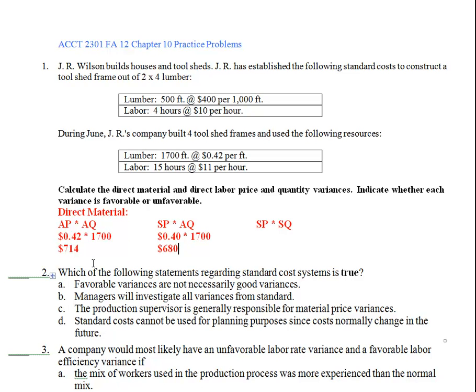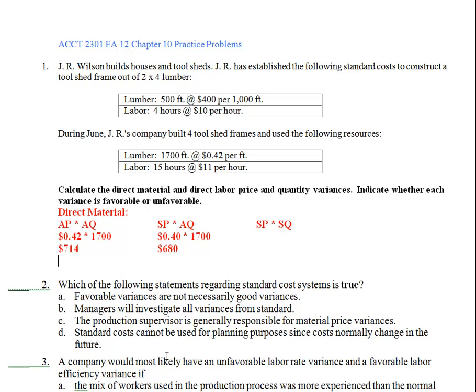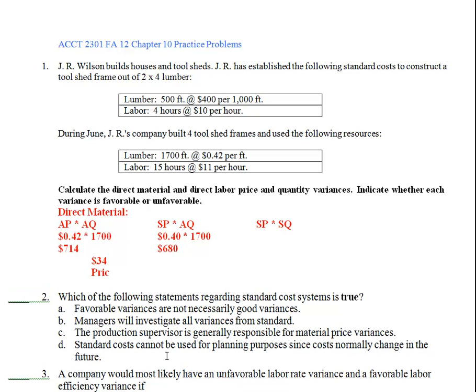Now, if I look at the difference between column 1 and column 2, the thing that's different between the two is the price. In column 1, I'm using actual price, and in column 2, I'm using standard price. So the difference is the price, and that's how you know that it's the price variance. To come up with the price variance, I'm simply taking the difference between 714 and 680. So I have a $34 material price variance, and I have to say whether it's favorable or unfavorable.